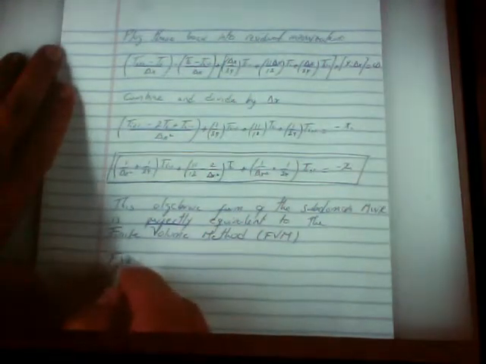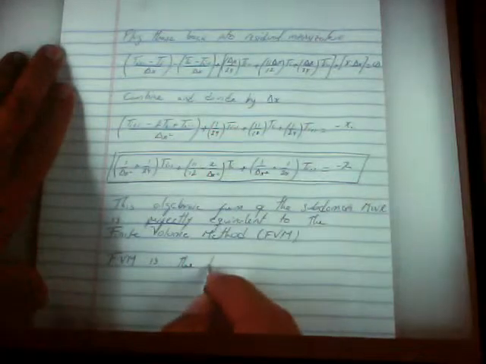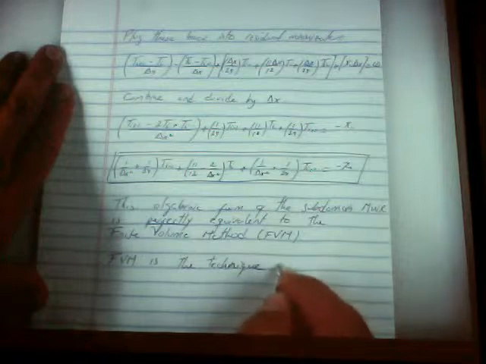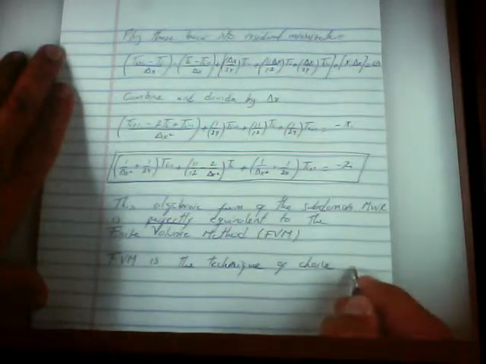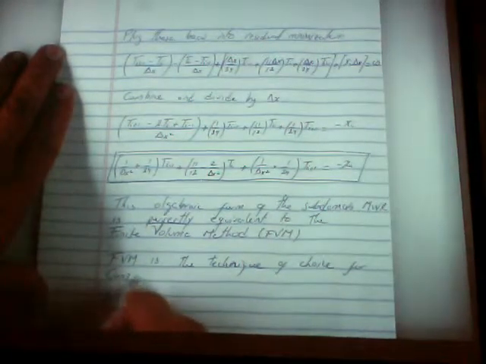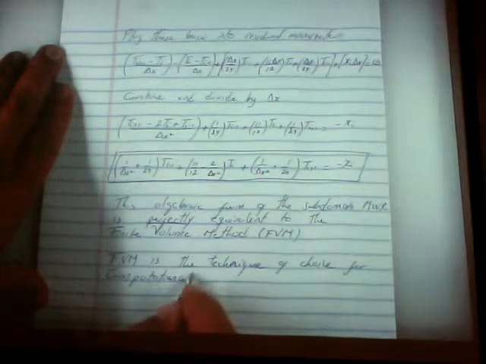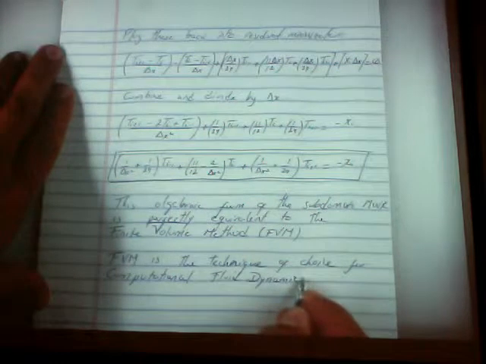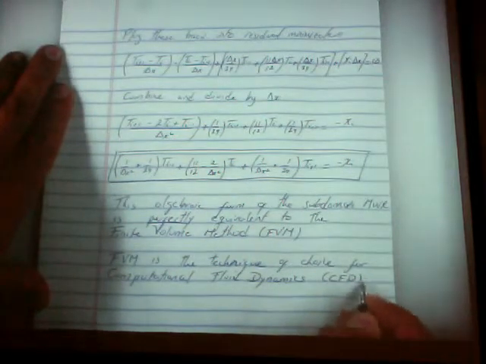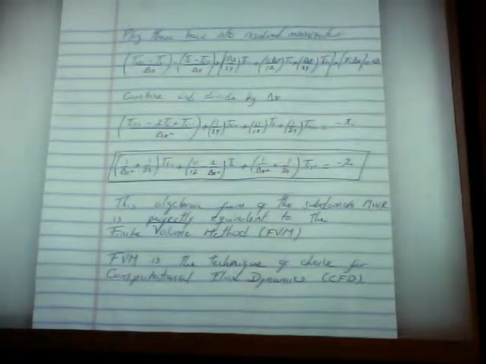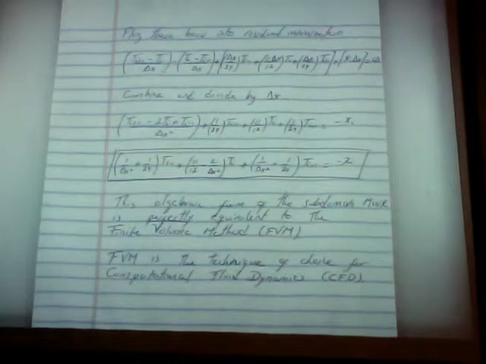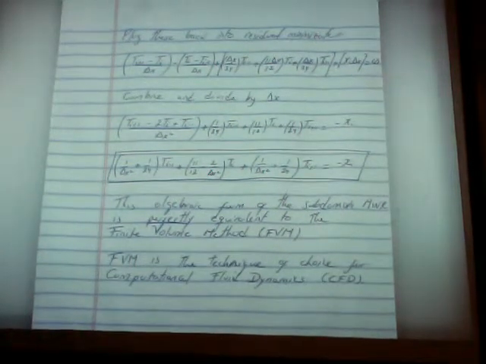FVM is the technique of choice for computational fluid dynamics, a little better known as CFD. So CFD codes do not use FEM. They don't use finite elements, they use finite volumes. Completely different. We'll see next week how finite elements come about.